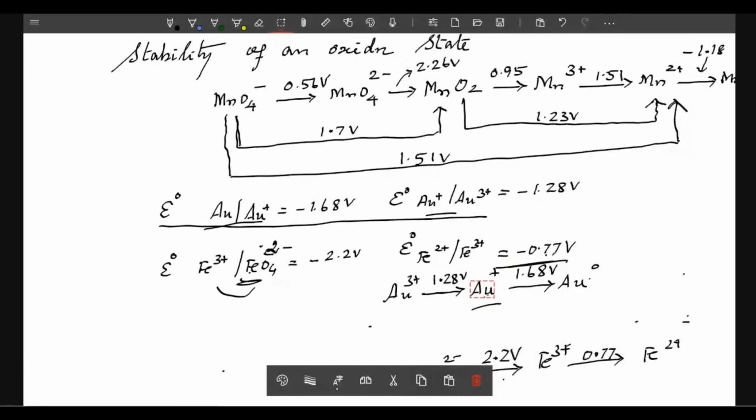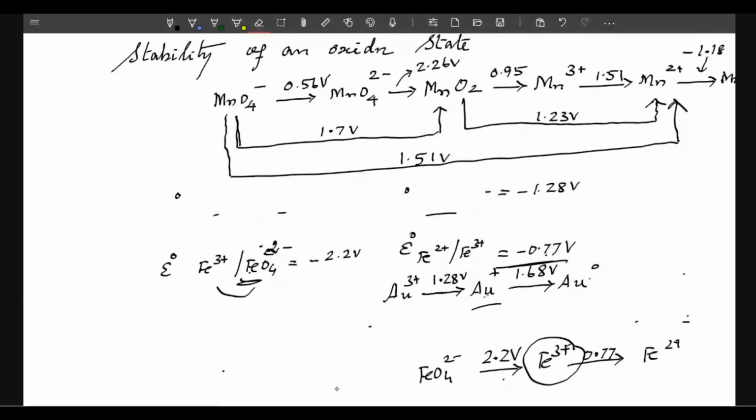Now we go for the next one, the iron system, 2.24 volt and 0.77. It is gradually decreasing. The trend is not ruptured. Therefore, you can boldly say that iron plus is stable. If you are well acquainted with this, now you give the answer for the next two problems, and with that we will finish our application of this electrode potential.